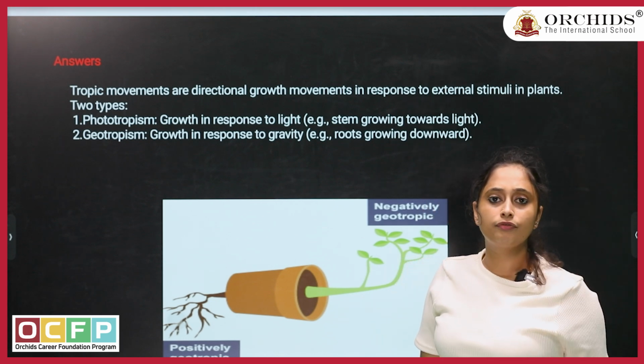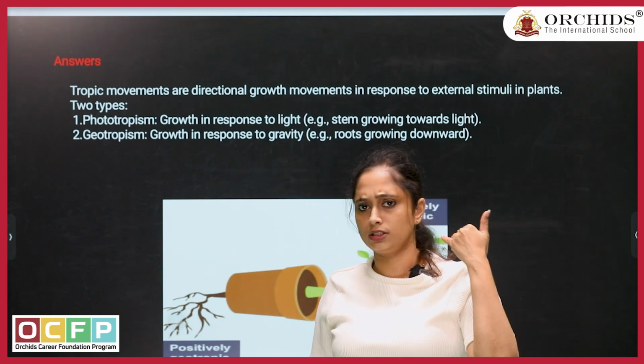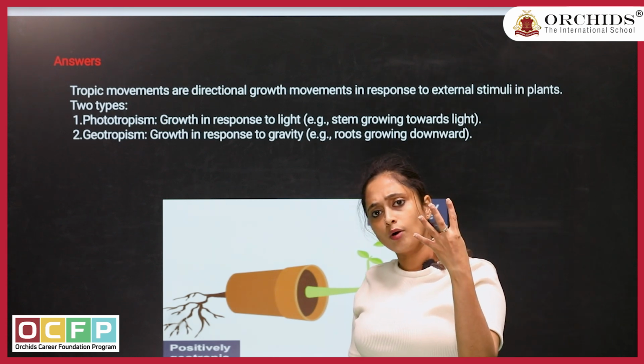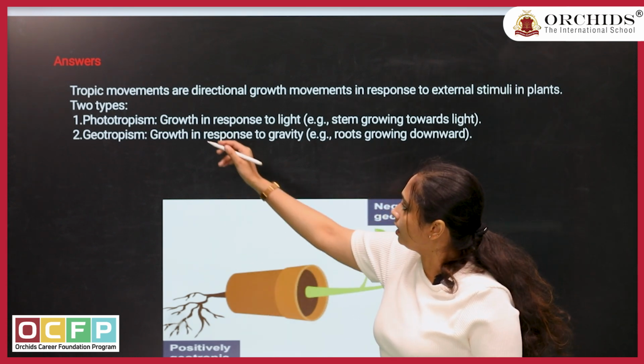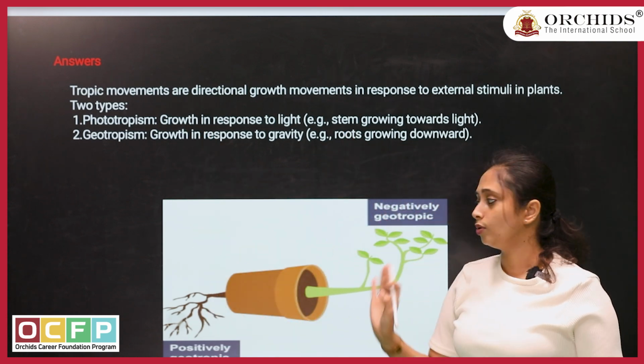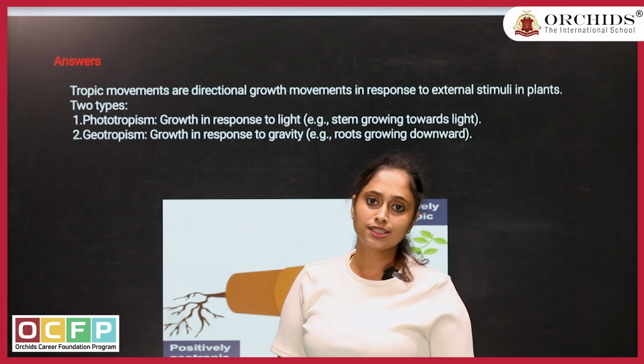I mentioned so many different types of tropic movement: phototropism, geotropism, hydrotropism, chemotropism. Out of these four, any two you can write. Here, phototropism and geotropism are mentioned. An example should also be mentioned. Shall we move to the next question now?